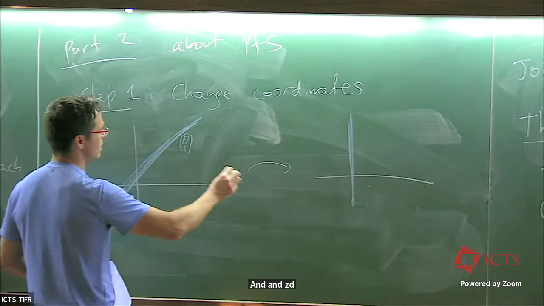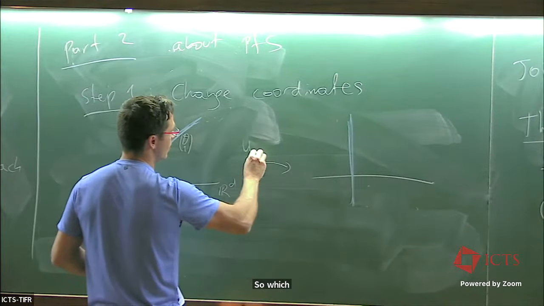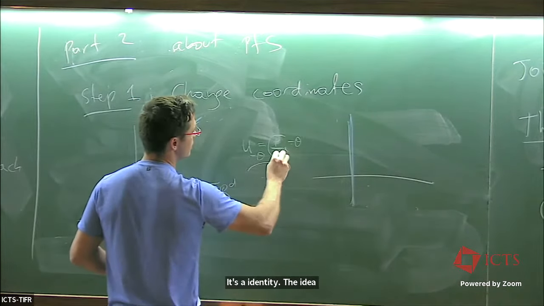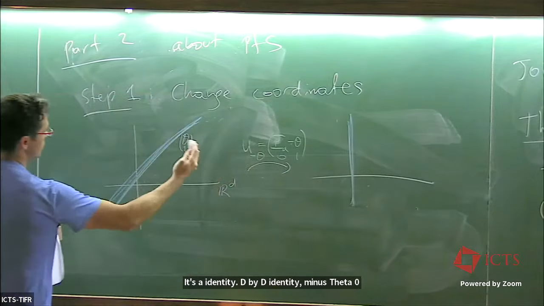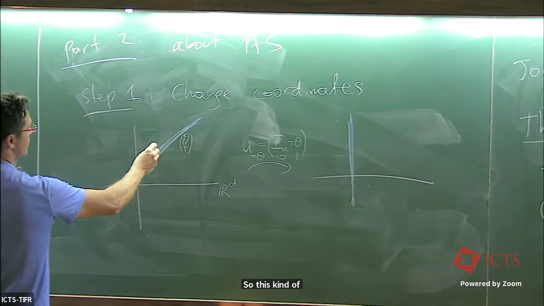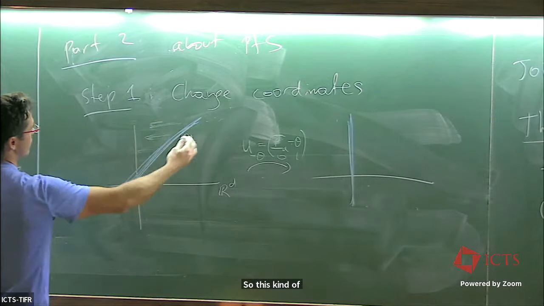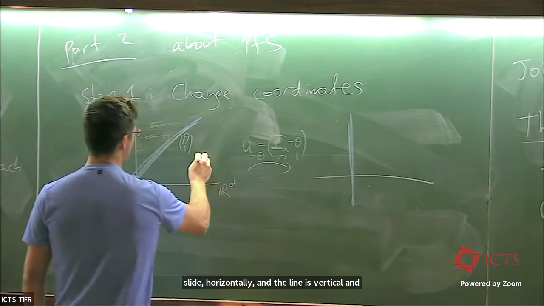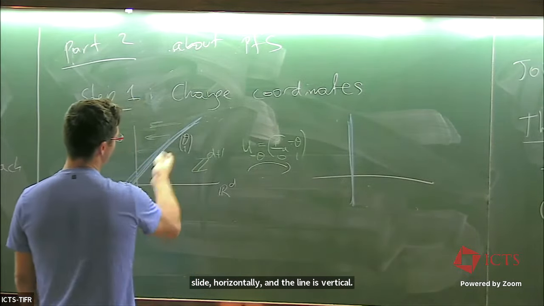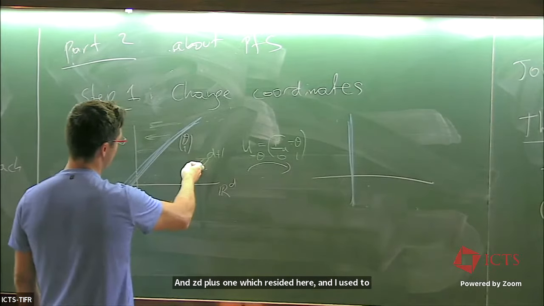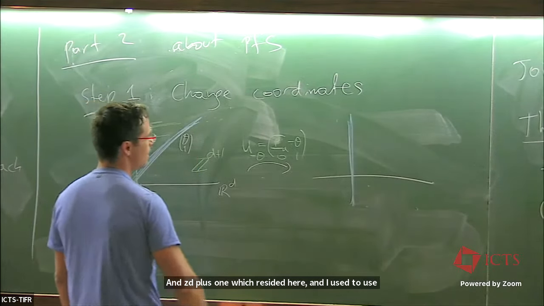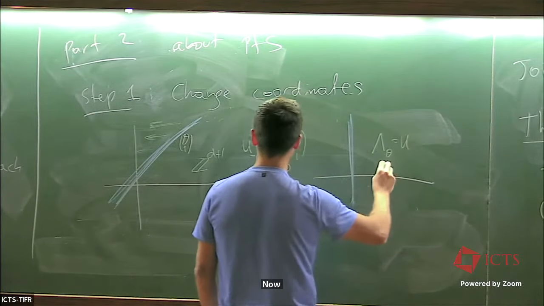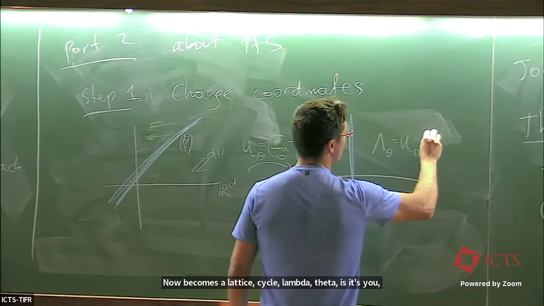So which matrix does that? I'm applying U minus theta. It's identity D by D, identity, minus theta, 0, 1. So this kind of moves this line horizontally. Things slide horizontally until the line is vertical, and ZD plus 1, which resided here, and which I used to approximate the slanted line, now becomes a lattice I call lambda theta. It's U minus theta times ZD plus 1.